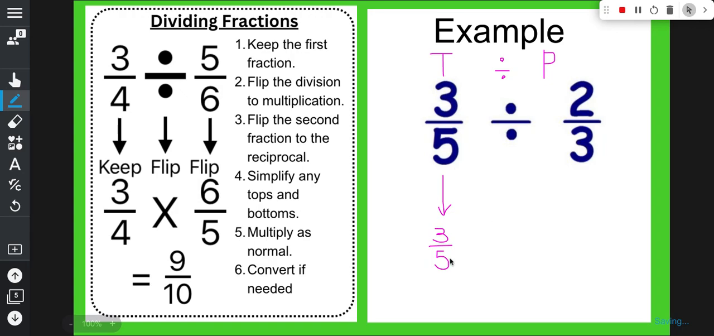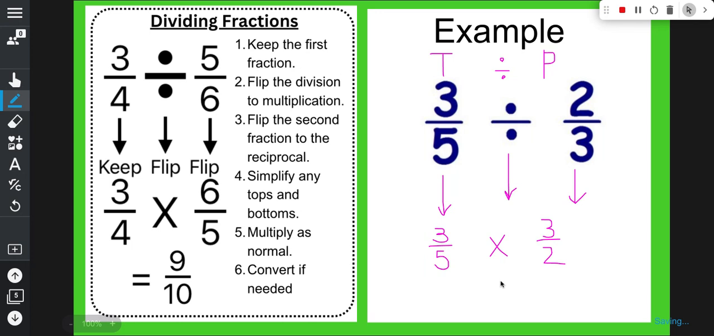Okay, so we keep our first one the same. We are going to change to the partner math. Division's partner is multiplication. And then we are going to flip the second fraction. This is called the reciprocal. So we're going to have the reciprocal fraction, the flipped fraction.